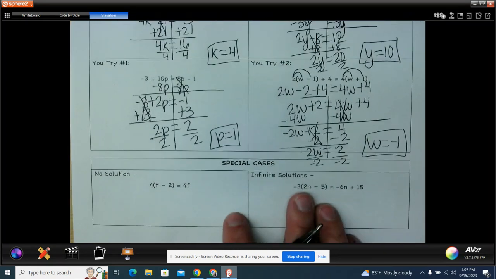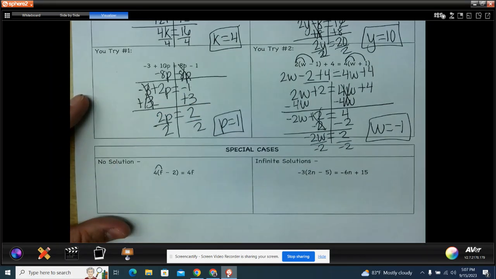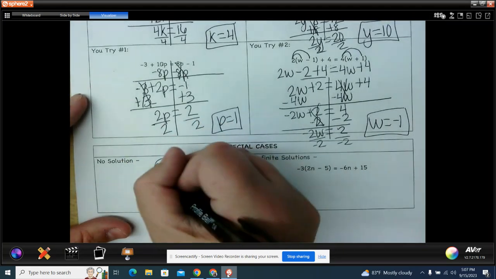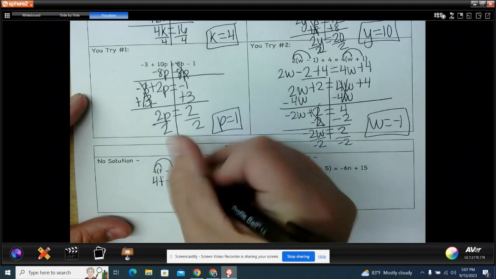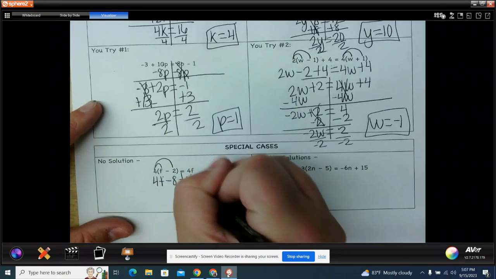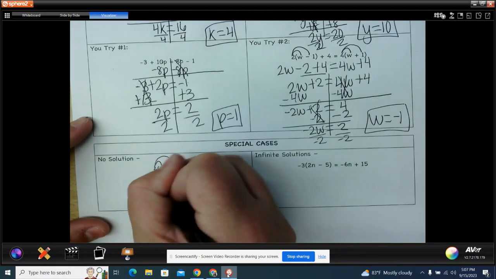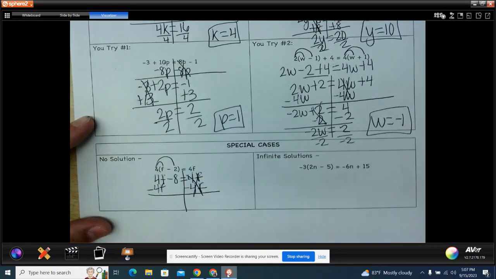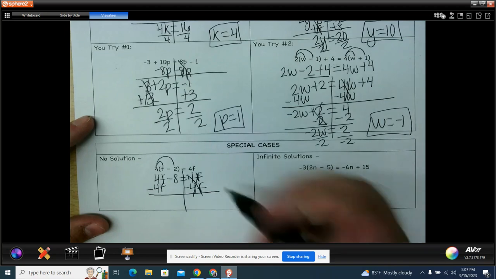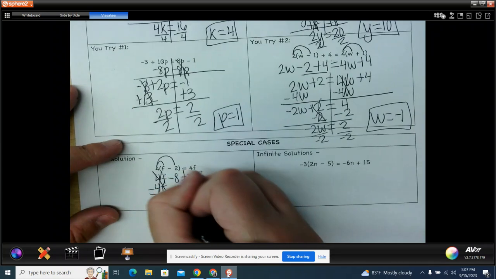Next, we're going to look at our two special cases, no solution and infinite solution. So I'm going to distribute my 4 to f. So 4f. 4 times minus 2 is negative 8 equals 4f. Then I'm going to solve. So I'm going to move my 4f over. So we're going to do minus 4f on both sides. Those will cancel. On the right side, I need a number since I still have things on the left side. So that's going to equal 0. And then 4 minus 4 is going to also cancel. So I'm left with negative 8.